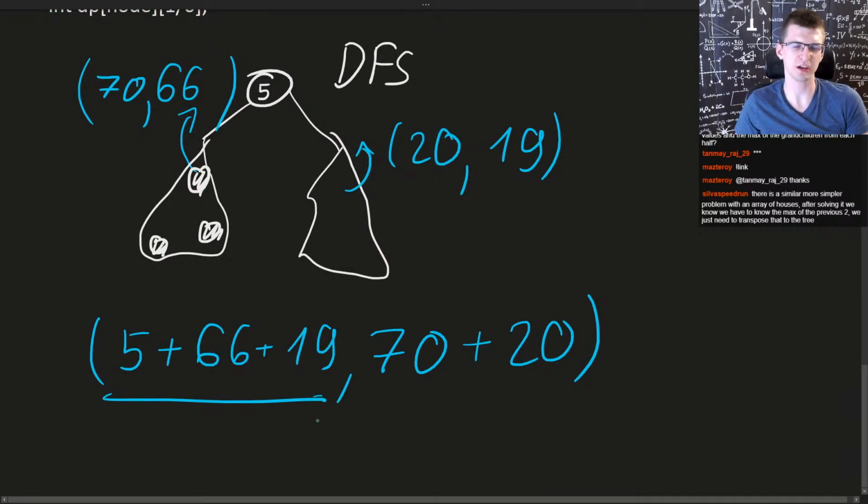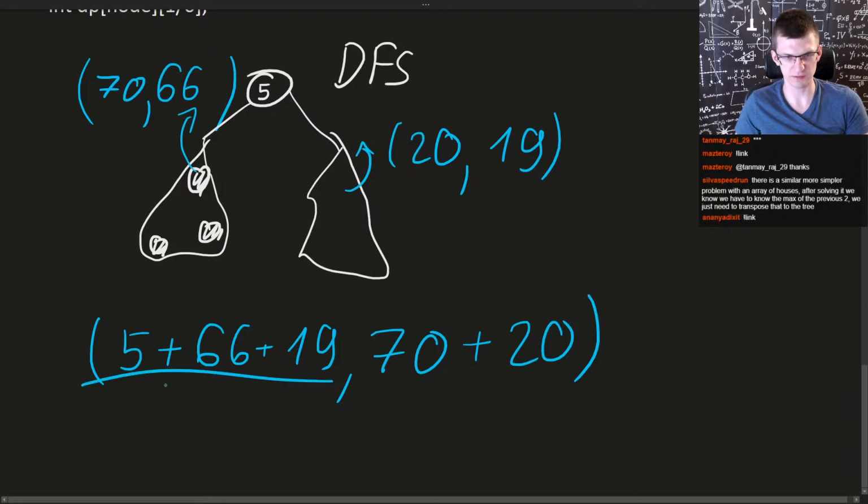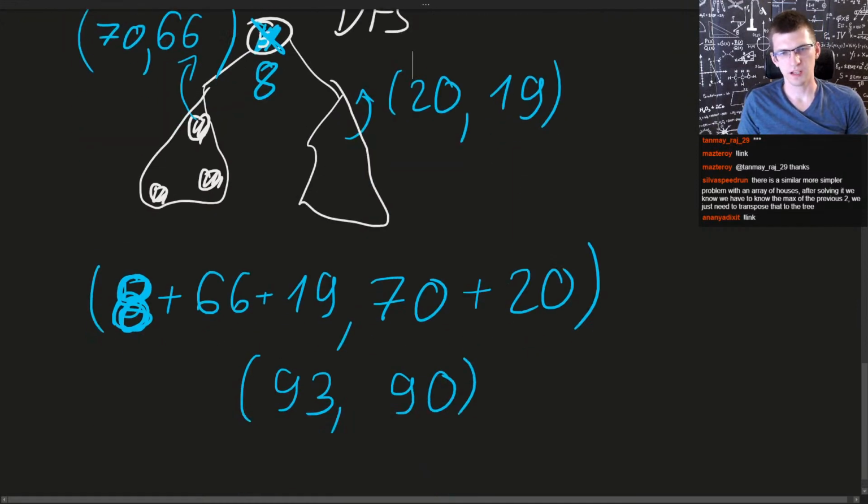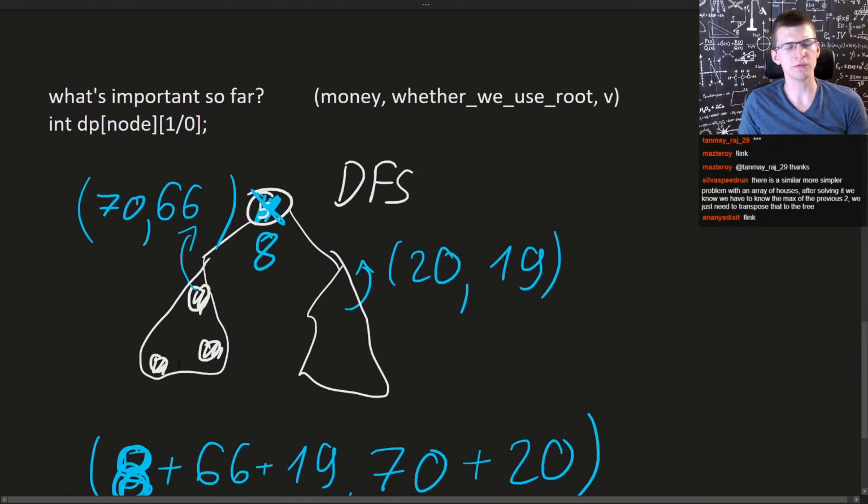I don't want to bother computing this. Well, whatever, okay. 65 plus 20, 85, that's 90, 90. I think it's a coincidence here that we got a tie. If this instead of 5 was 8, then this would be 8, and we would get 93 instead of 90. That's the solution I will implement. There is an alternative solution where you look at grandchildren instead of children, but I think this one is simpler.